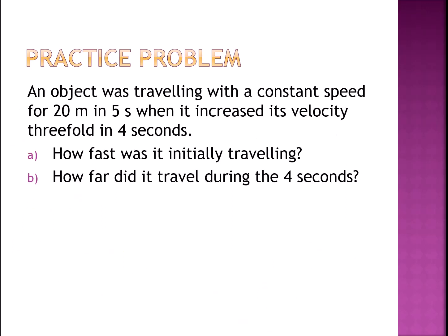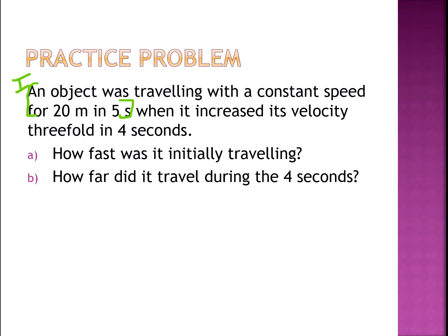The next one. An object is traveling with a constant speed for 20 meters for 5 seconds, then accelerates itself and increases its velocity 3-fold, 3 times faster in 4 seconds. So 2 parts, A and B. How fast was it initially traveling? Which means 2 things are occurring. There's a constant speed, and I'm going to call this part 1, and then something else happens.